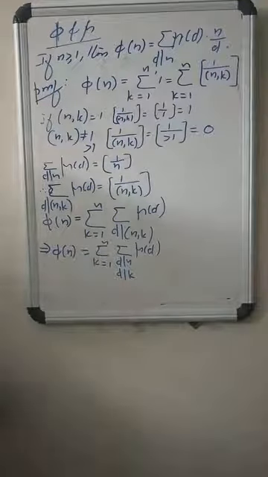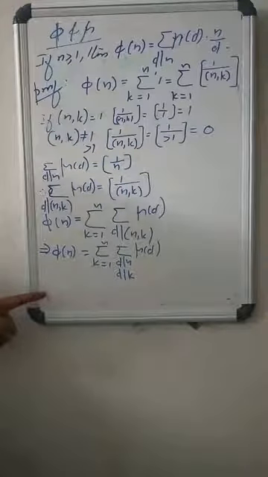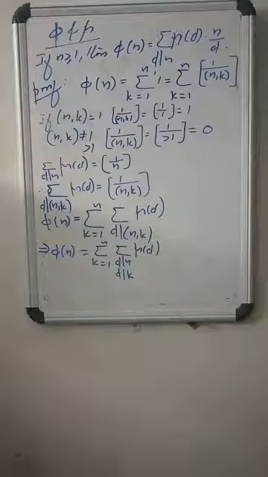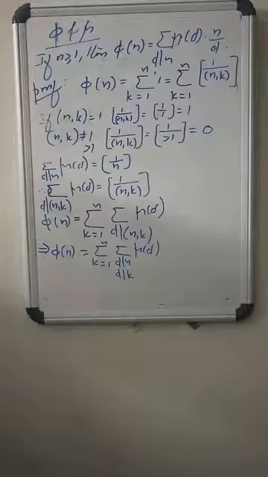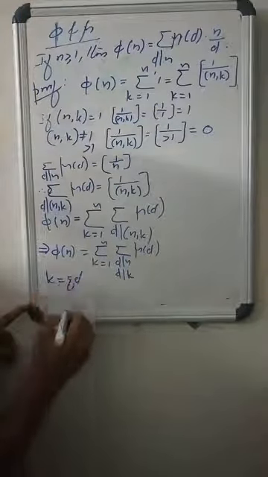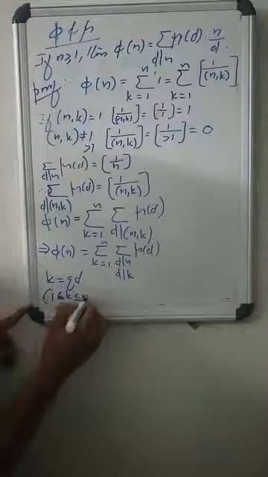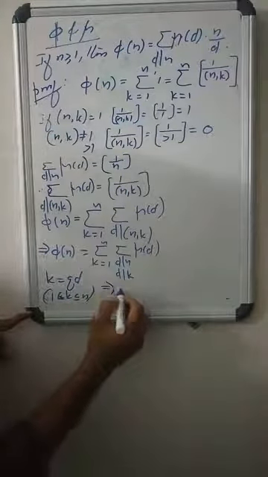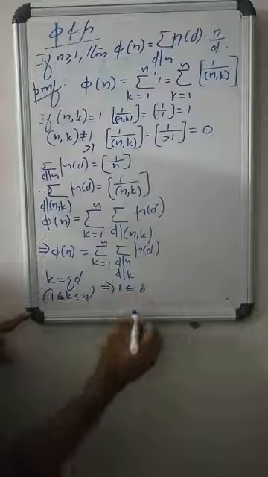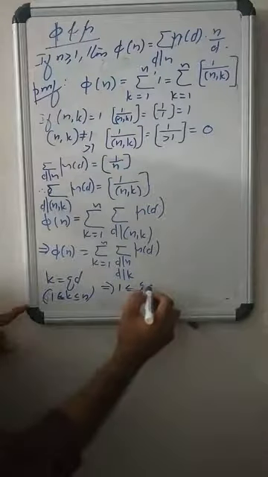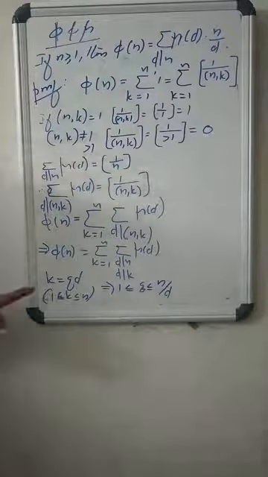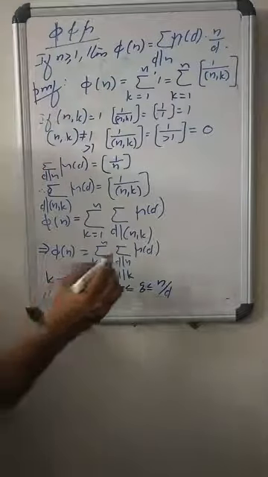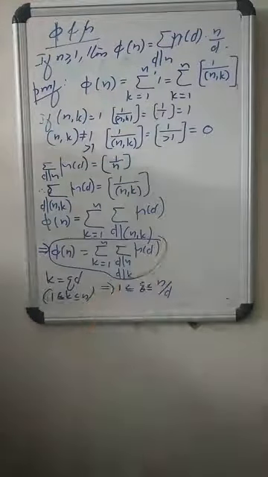So for a fixed divisor d of n, we must sum over all those k in the range 1 to n which are multiples of d. If we write k equals qd, with k ranging from 1 to n and k a multiple of d, then 1 less than or equal to q less than or equal to n by d, where q equals k by d.